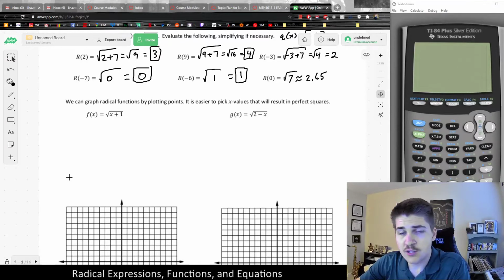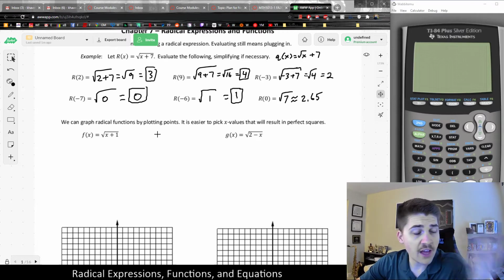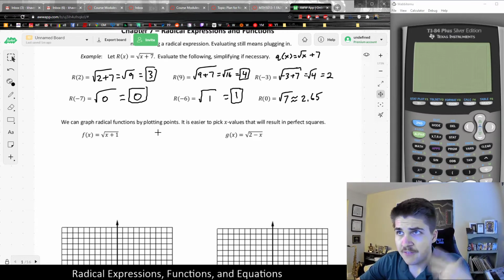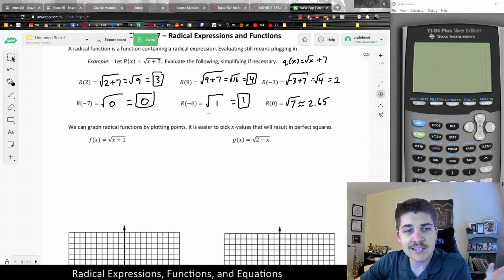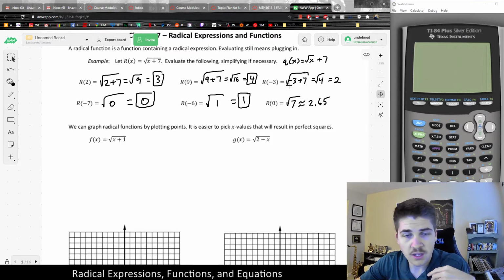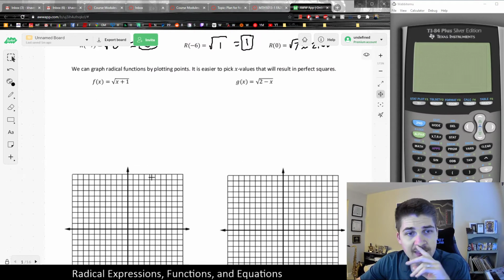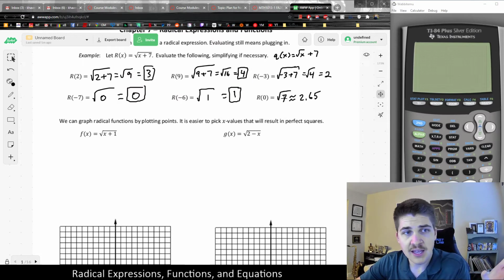We can graph a radical function much like we do any other function, just by, as we did in the last video, evaluating, plugging some numbers in, and figuring it out. And one of my points in the last videos was that using values which produce perfect squares is easier, because it will result in whole number values, a lot easier to graph on a grid than if we just plug in random numbers and get irrational values. It's not as easy to graph.